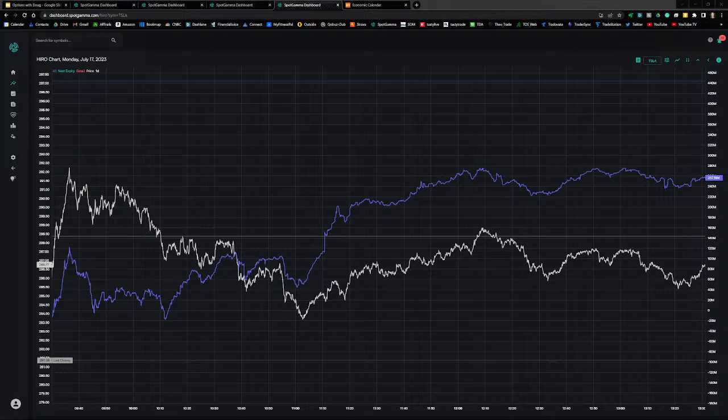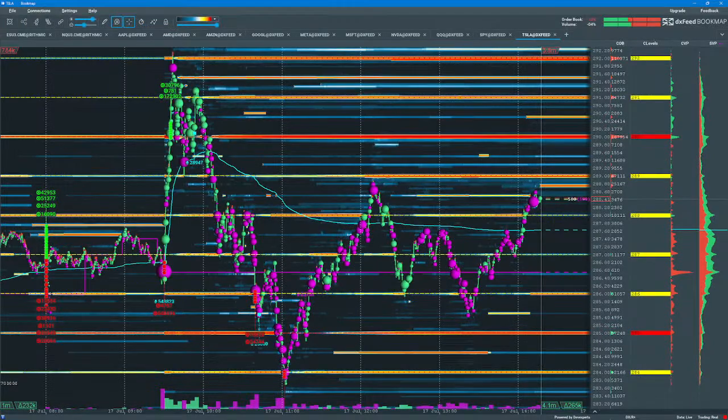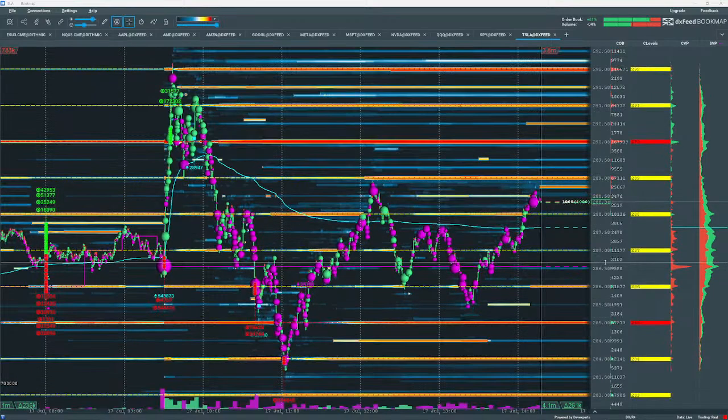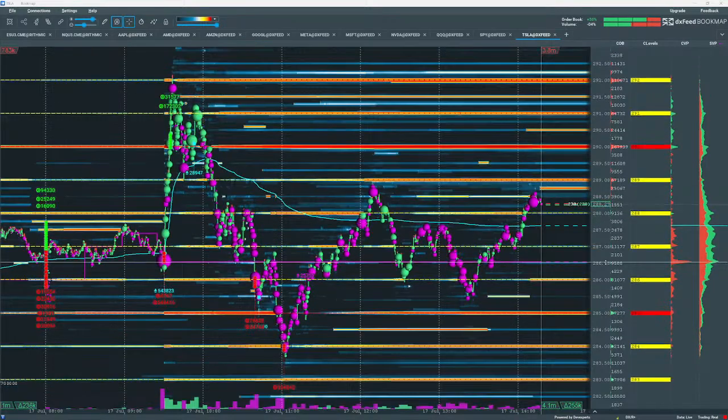Let's go to Bookmap. So here's the reversal higher with this final sell sweep into 284 shown there, and price reverses higher.